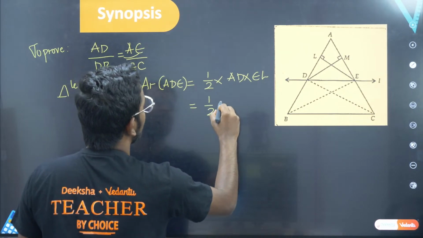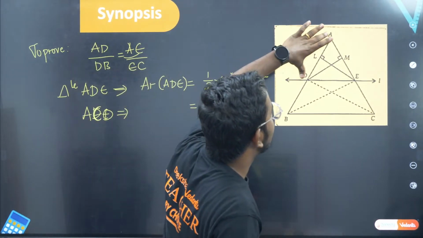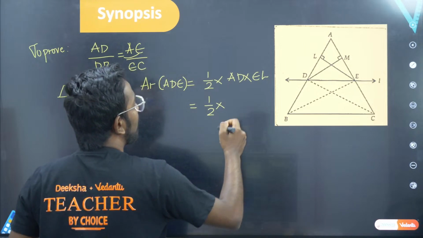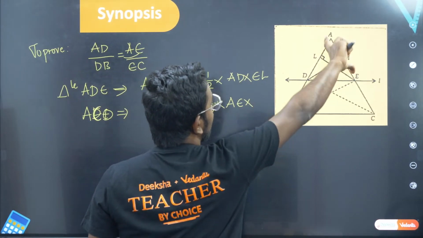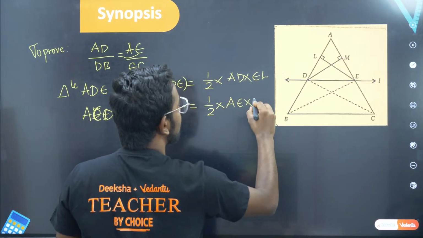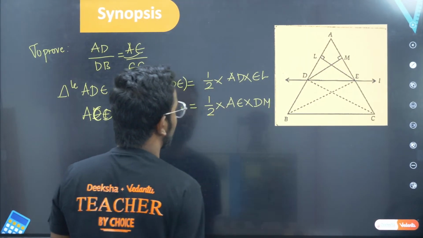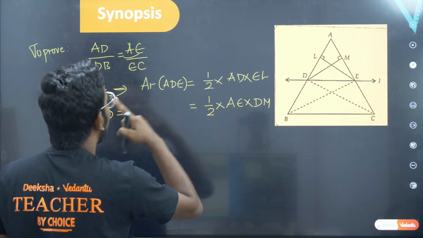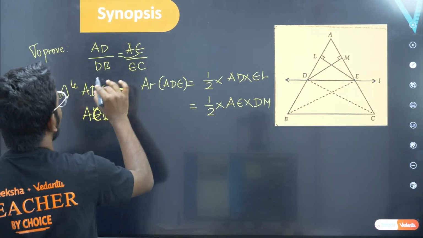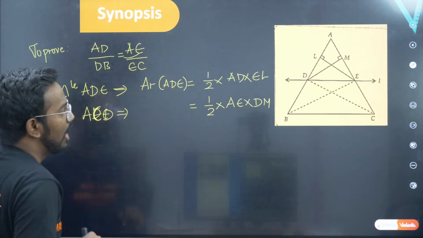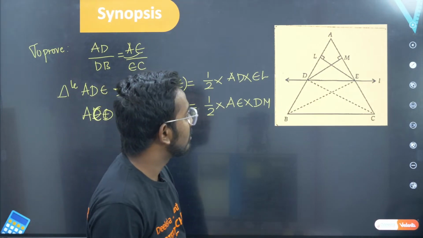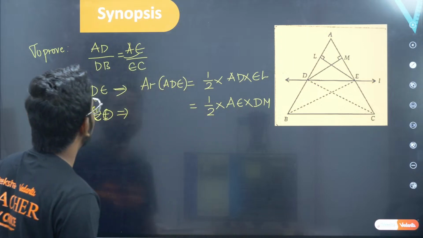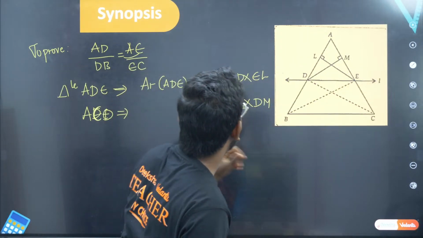So the area would again be half into base. Instead of taking this as the base, I'll take this as the base now. So you have half into AE into height, which is DM as of now, right? So now you've got AD and AE. Now my job is to bring in DB and EC. Sir, DB is somewhere here and EC is somewhere here. So DB and EC should be brought into the picture.